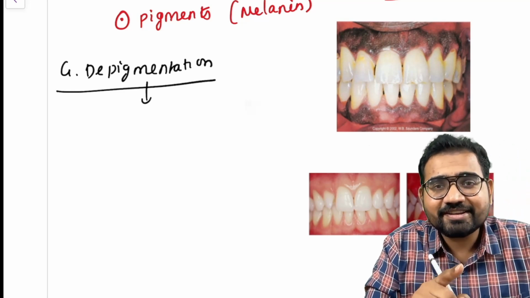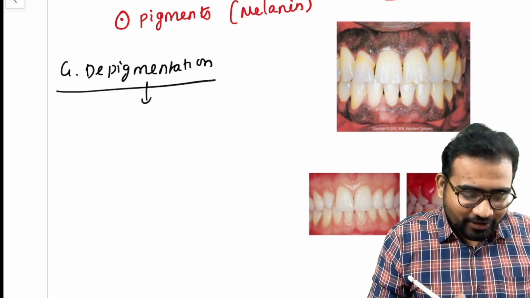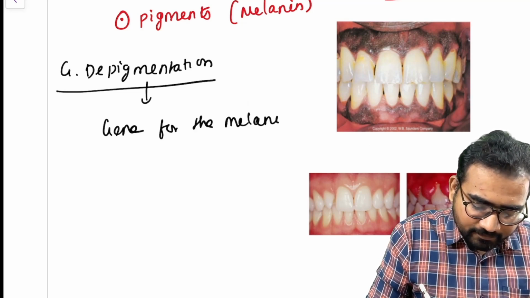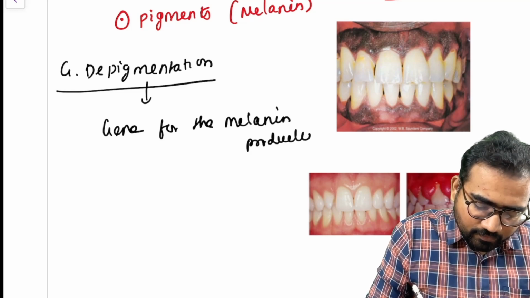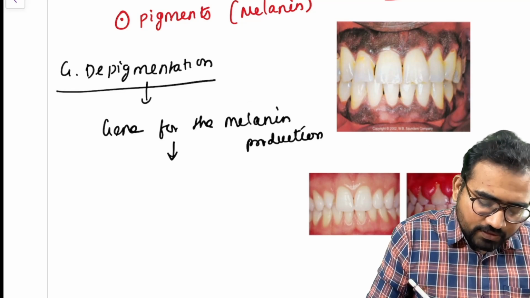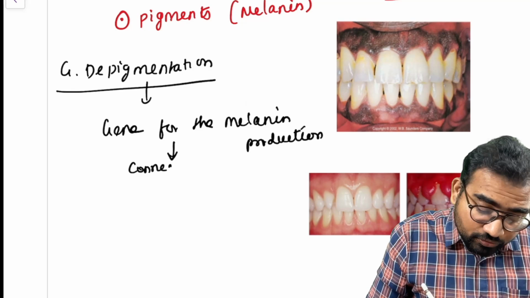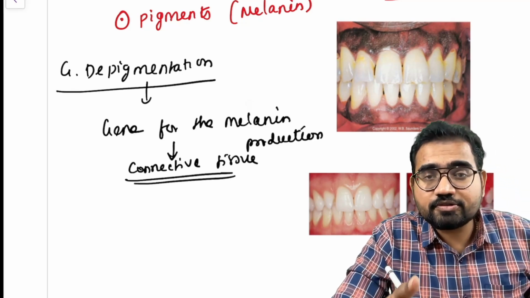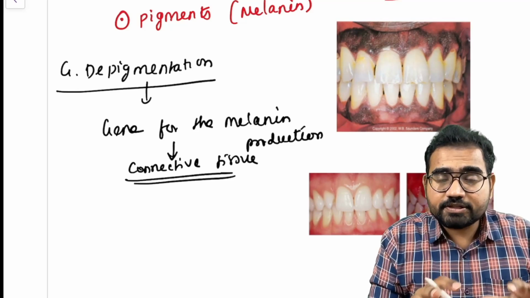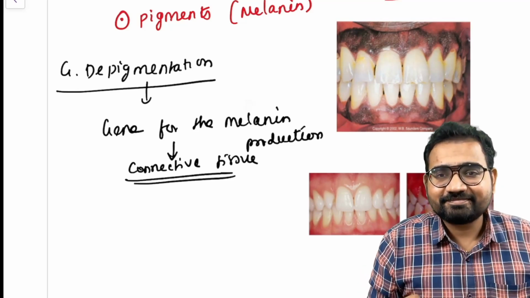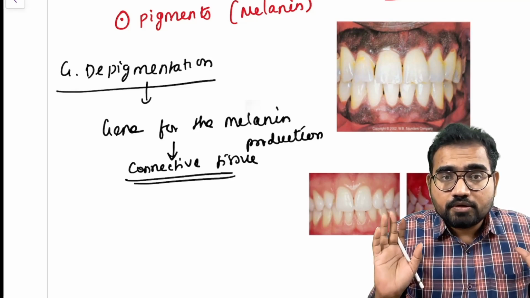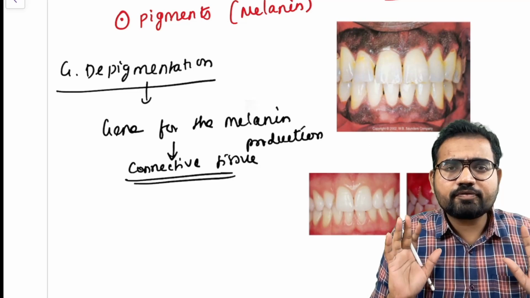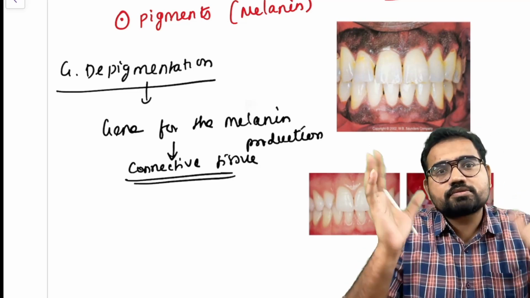Why? Because, very simple, the gene for the melanin production is located in your connective tissue. In gingival depigmentation, I am just scraping the epithelium. I am not touching the connective tissue. So the gene which is responsible for the production of melanin is undisturbed. So what happens over a period of time? It will look, oh, there is no melanin, I'm going to synthesize, so it will produce.